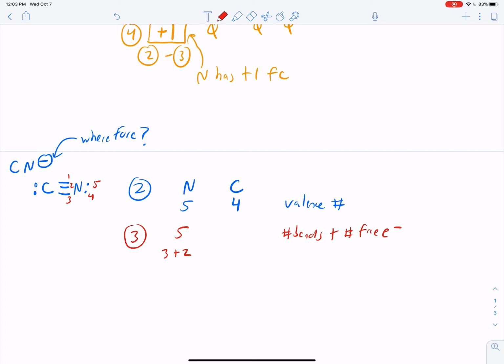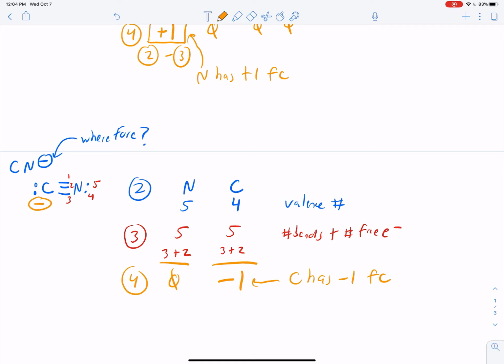For carbon, the analysis is identical. There are 3 bonds plus 2 free electrons, and I also get to 5. When I do my subtraction, 5 minus 5 is 0, but 4 minus 5 is -1. And what this says is that the carbon atom has a -1 formal charge. And there's a negative, therefore, at the carbon in this Lewis structure.